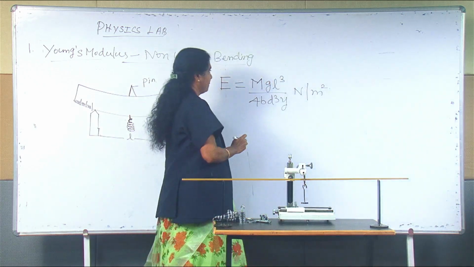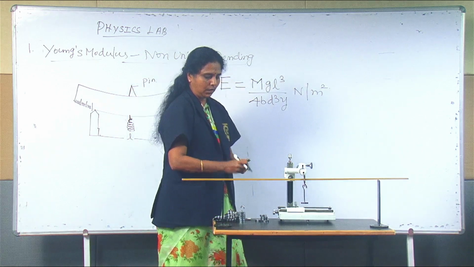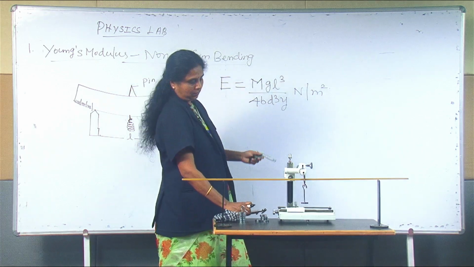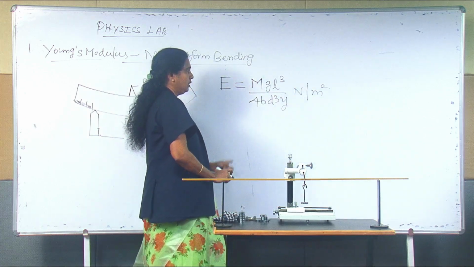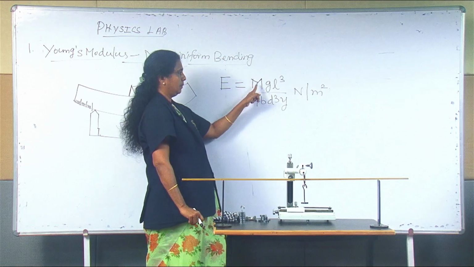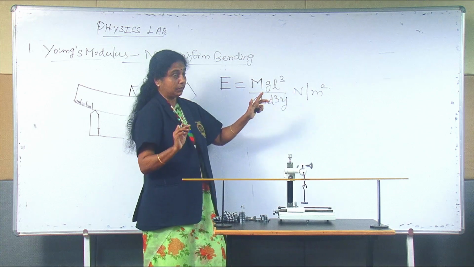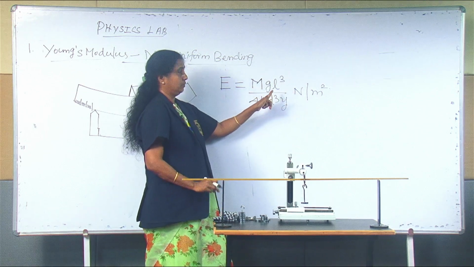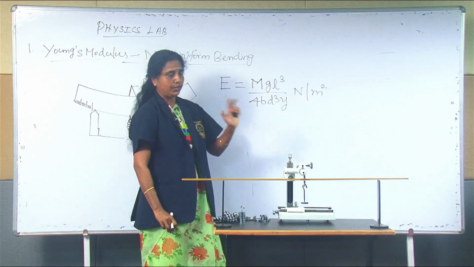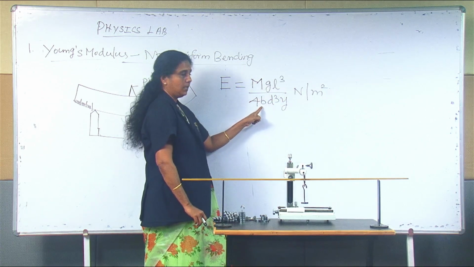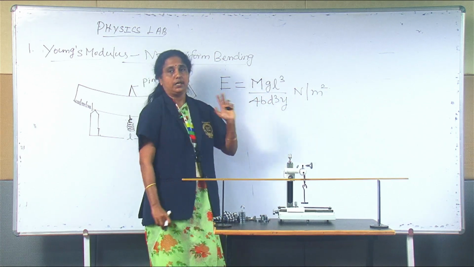That is the L value, and by using screw gauge and vernier caliper, we can find the breadth and thickness. So no need to write one by one. M is the mass applied, G the acceleration due to gravity, and L is the distance, which is very important. If you simply write it as the length of the scale, it's wrong. L is the distance between the two knife edges, B is the breadth of the scale, D is the thickness of the scale, and Y is the depression.